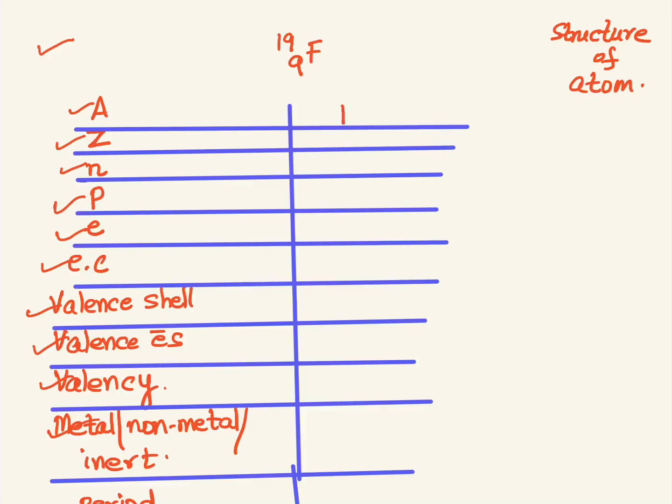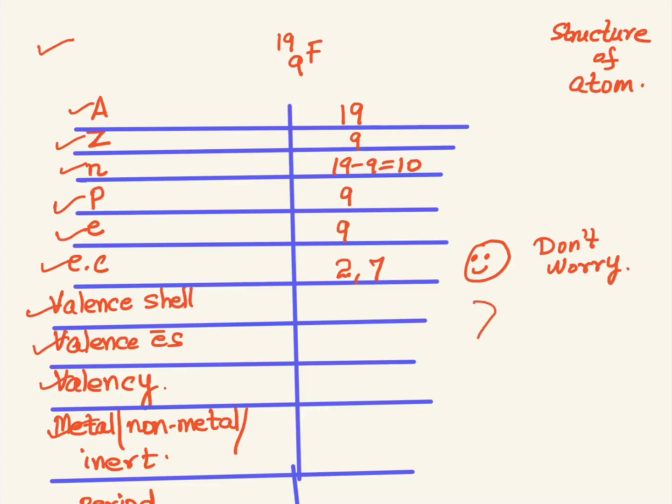What is its mass number? 19. Atomic number? 9. Number of neutrons will be 19 minus 9, that is 10. Number of protons? Good. Number of electrons? Go ahead. Electronic configuration? Very good. Those who could answer the question as 2 and 7, very good. Those who couldn't and who do not have the idea of electronic configuration, don't worry. I am here. I will explain the concept to you next. The rest of the columns we will deal with as we go along the topic.